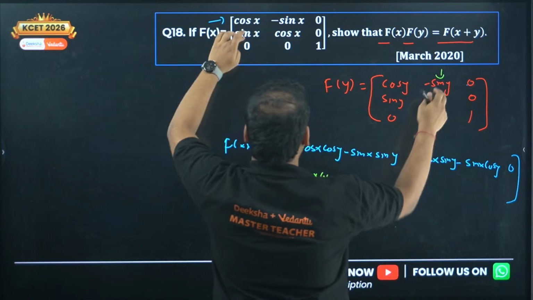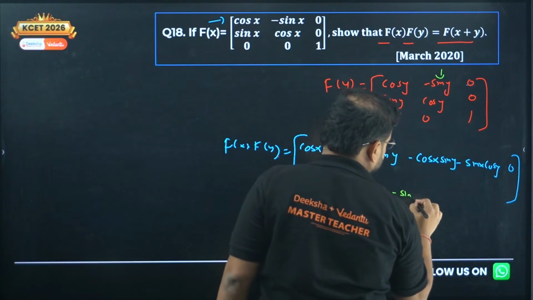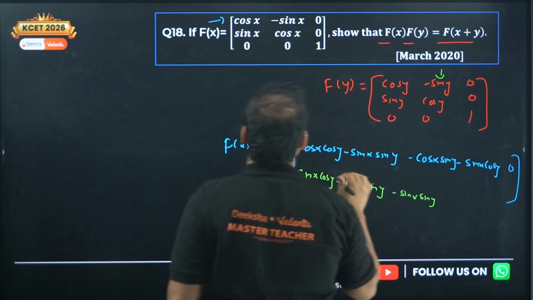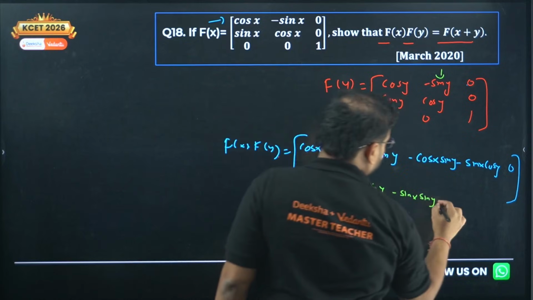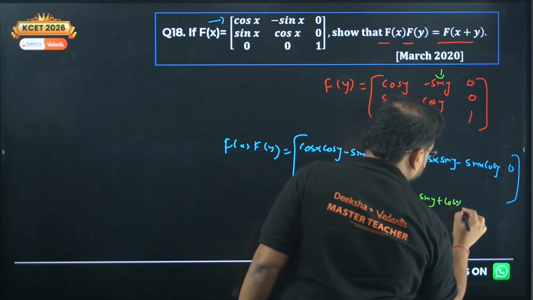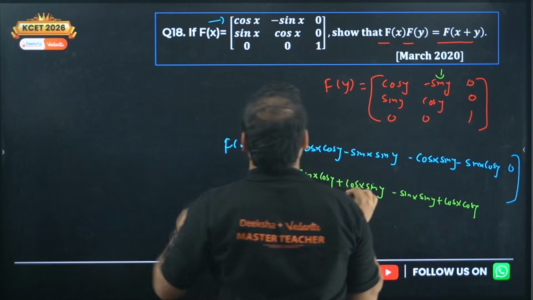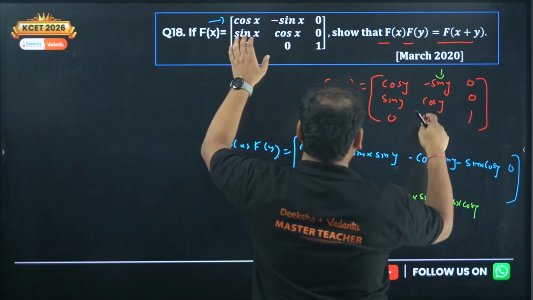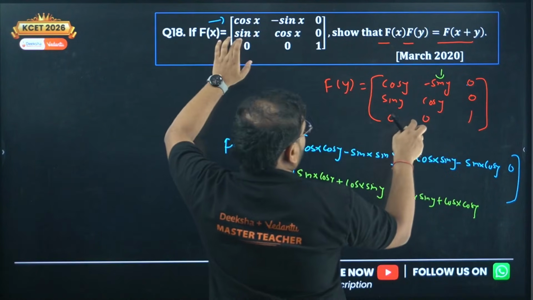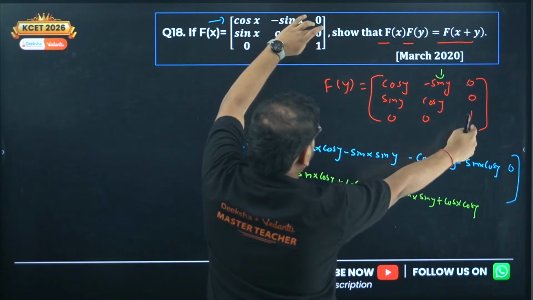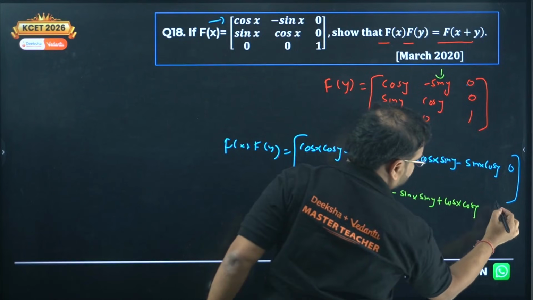So sin x sin y is with the minus sign, and cos x with cos y with the plus sign, cos x cos y with the plus sign. And this last one is 0 into 0 is 0. Now take the last one, sin into 0 is 0, cos into 0 is 0, and 0 into 1 is 0. This is also coming as 0.